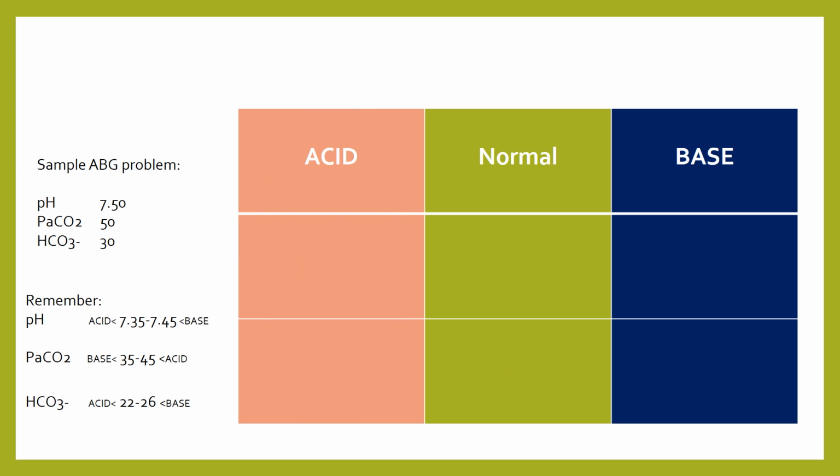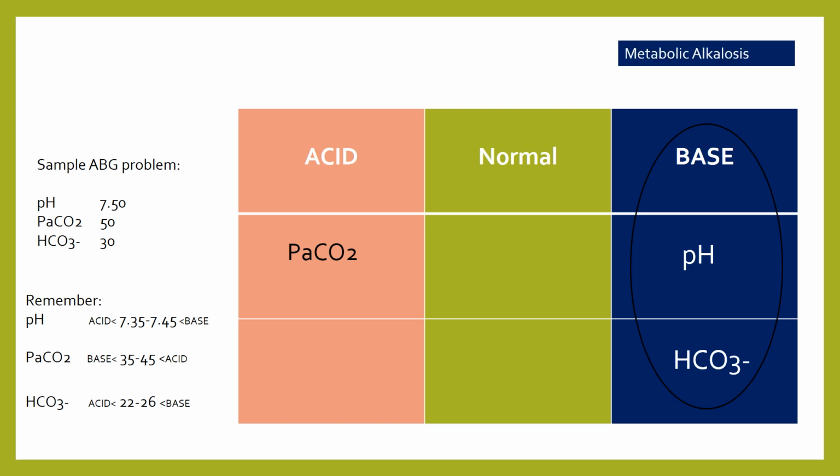All right, next problem. We have a pH of 7.5, so that's way over in the base column, right? PaCO2 of 50. When our CO2 goes up, that means more acid, so that's acidotic. And a bicarb of 30. The higher the bicarb, the more base we have. Tic-tac-toe, three in a row. We definitely have an alkalosis. And who's to blame? Who's in the column with us? Well, it's bicarb. So that's a metabolic alkalosis.